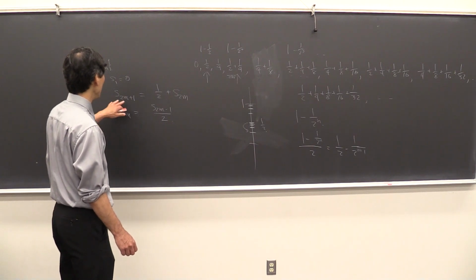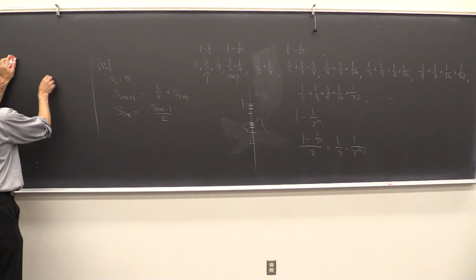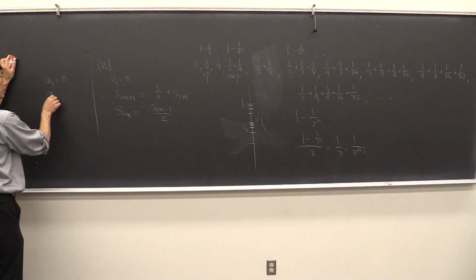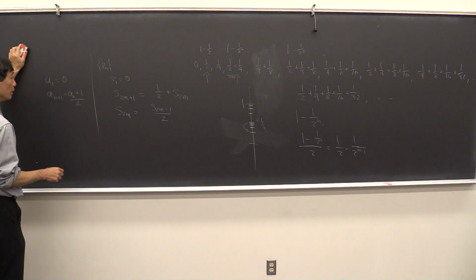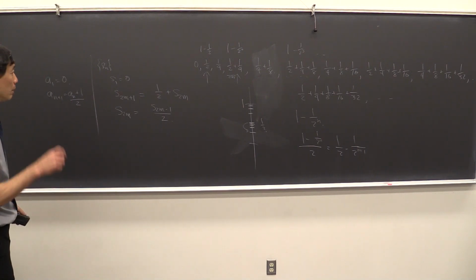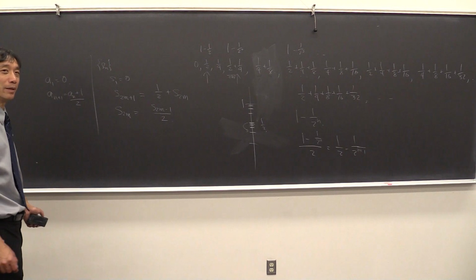Okay. So you said, for the odd terms, a1 is 0, and then a_{n+1} is the previous odd term plus 1, divided by 2, right? Is that right? Yeah, that's right.